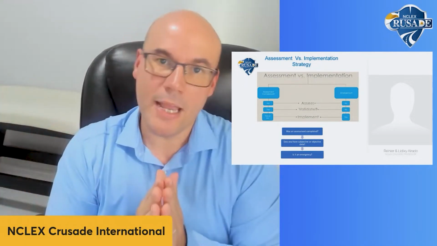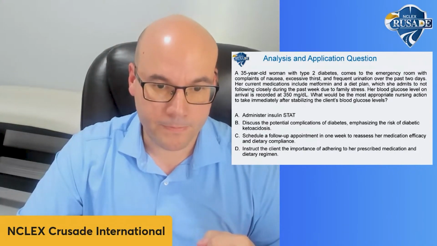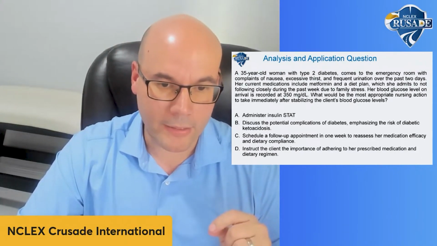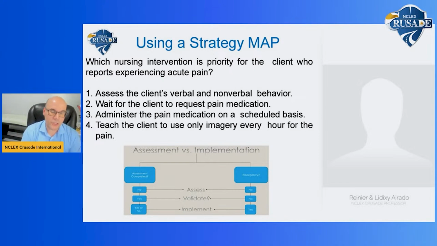Now, let's practice it, because I know when you see it just on the map, it's difficult to understand. Let's actually see it on a practice question. Okay, so I'm going to show you the practice question. Now let's use it here on this question. Which nursing intervention is priority for the client who reports experiencing acute pain? Let's stop right there. Don't do anything else. I want to ask you a question. Let's follow the strategy map.